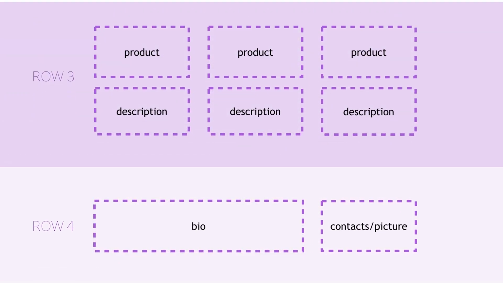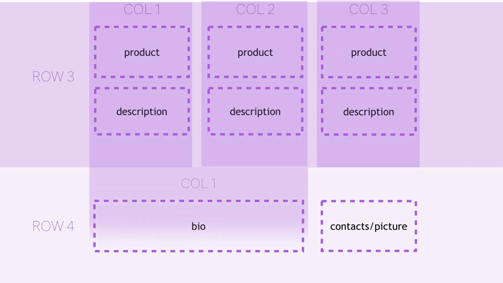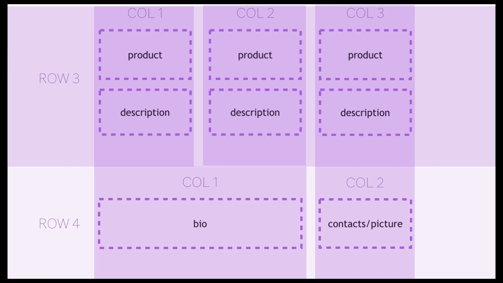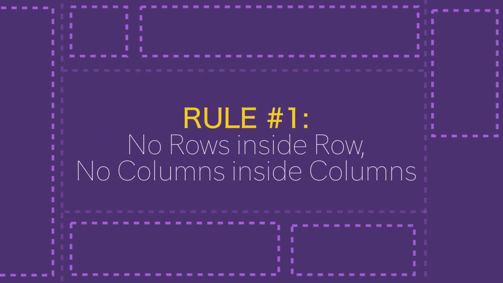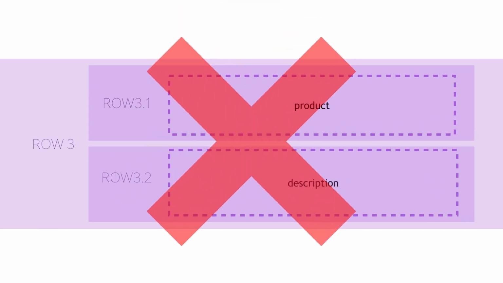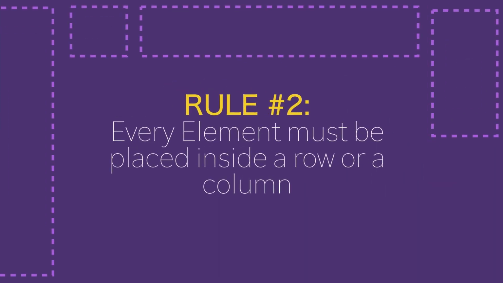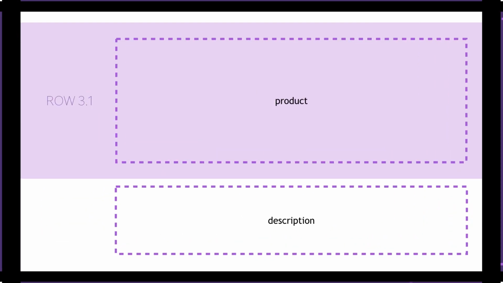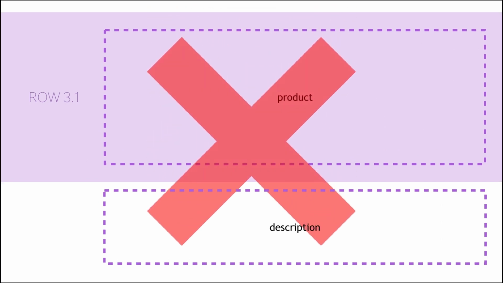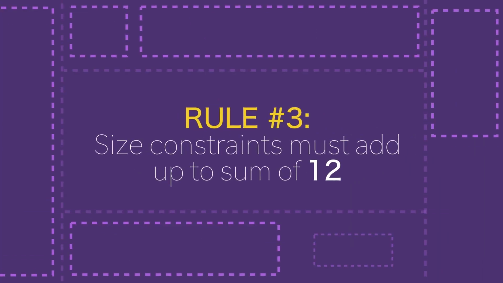Bootstrap's entire grid system works assuming that you have your content in a combination of rows and columns. Now you need to group your elements into either rows or columns, keeping these rules in mind. Number 1. No elements should be nested under its same kind. Don't nest a row inside of a row or a column inside of a column. Rule number 2. Every element must be placed inside of a row or a column. And rule number 3. The size constraints of the columns should not exceed the collective sum of 12.